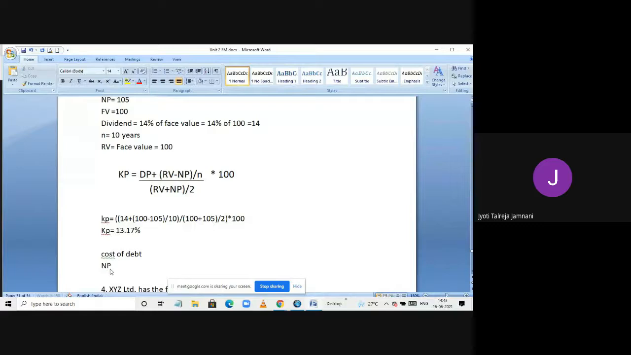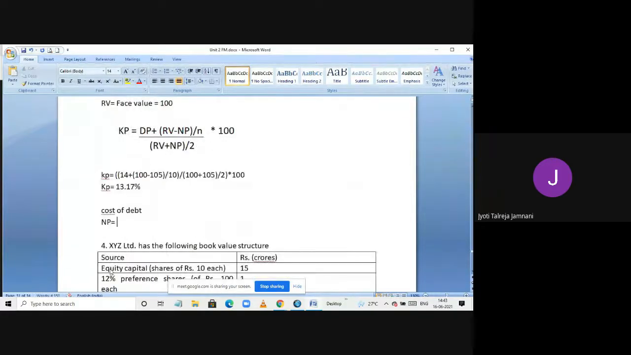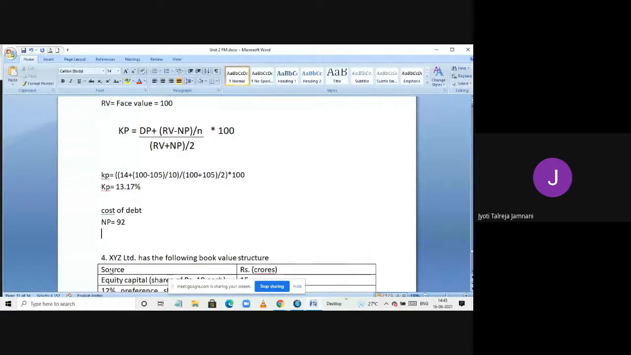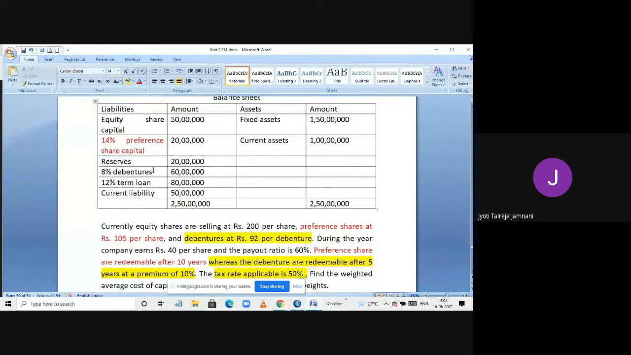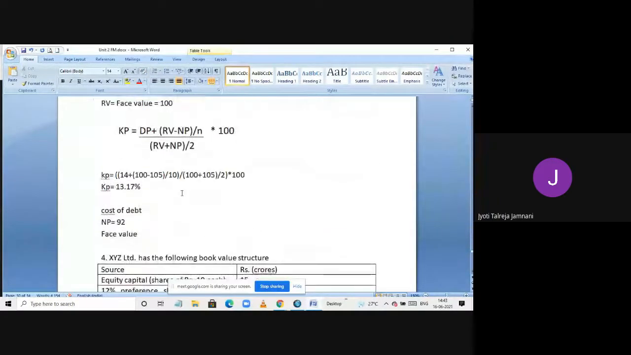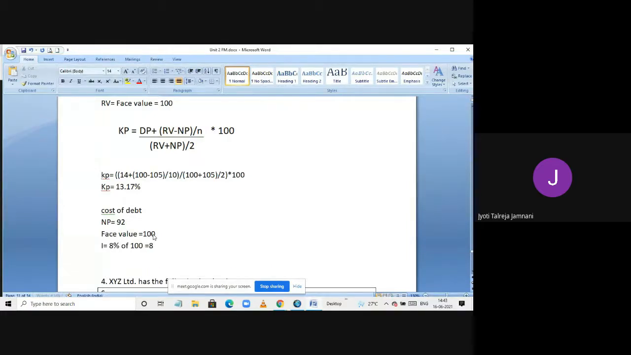Net proceeds of debentures, they are selling at 92. Then we'll write the face value. We'll check if they have given face value in the balance sheet. Nothing is given, only 8% debentures and total value is given. So interest is 8%. Face value we'll assume to be 100. Interest is 8% of 100, which is equal to 8 rupees.